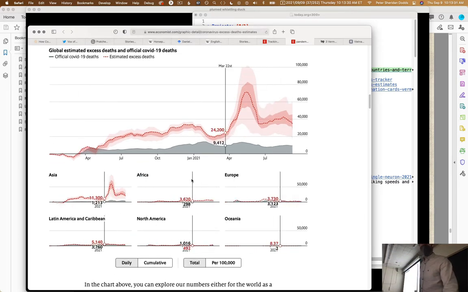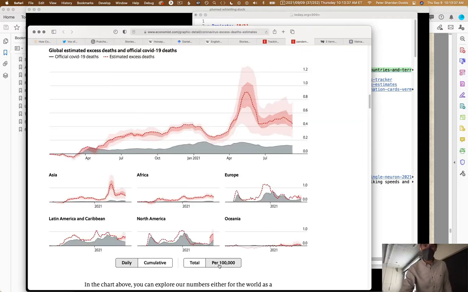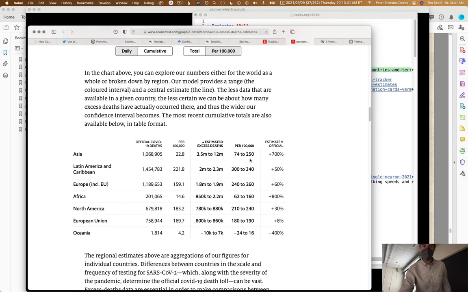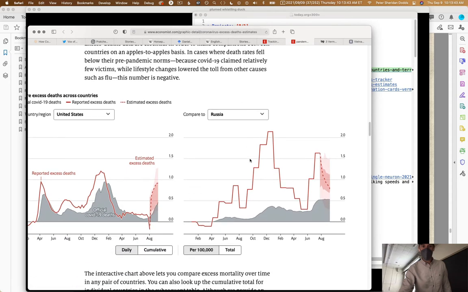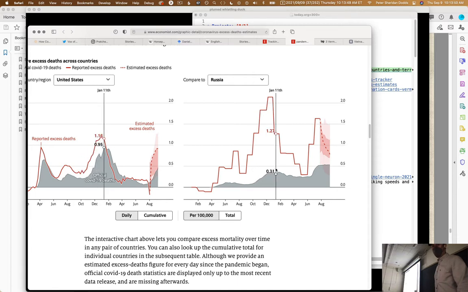So here's the more recent big spread. India is involved here as well. And that's total. You want to look at per 100,000. It won't change this graph too much. The shape's going to look the same. But I think I want to go down to countries. So Russia, for example. The data is not as good, so it's more patchily reported. These are the actual excess deaths.